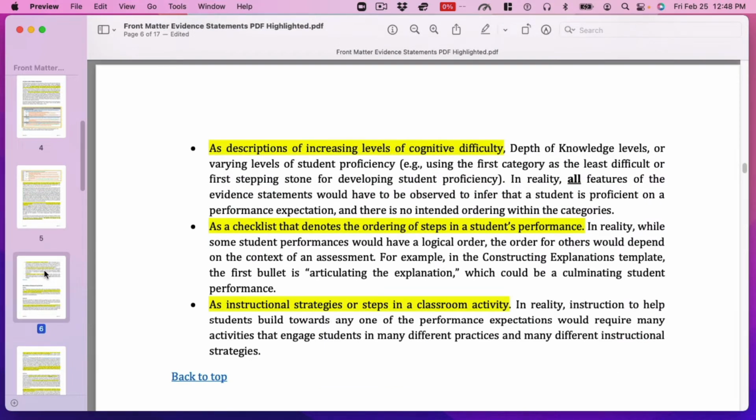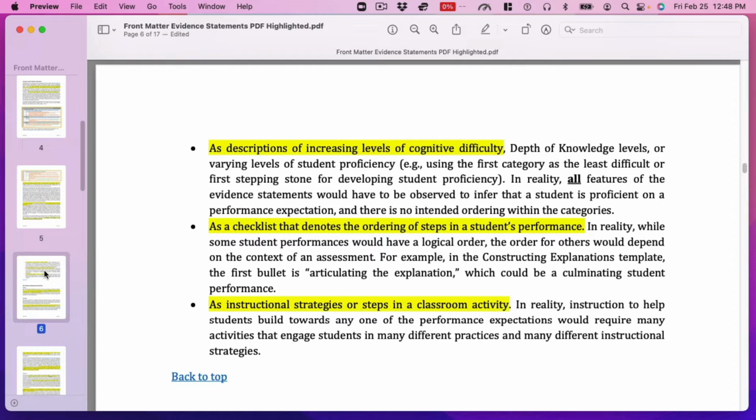They should not be used as descriptions of increasing levels of cognitive difficulty. So this is not about depth of knowledge. All the features of evidence statements would have to be observed in order to infer proficiency. So just because you've got some doesn't mean that you've nailed that proficiency. It should not be a checklist.